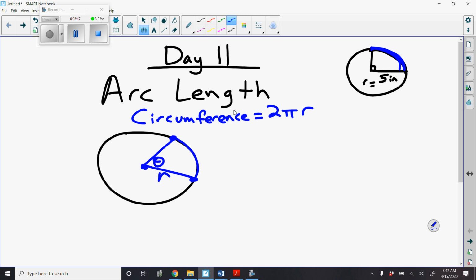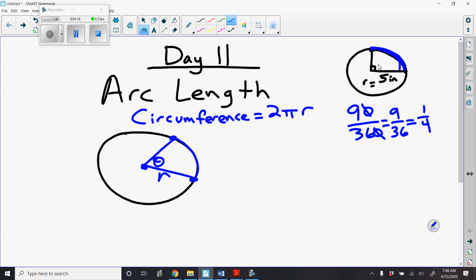Well, we think about, again, how many degrees are in total in a circle. Well, there are 360 degrees in a circle. 90 over 360, if you reduce that, 90 over 360 is 9 over 36, 1 over 4. So you'd be right, it would be a fourth of 10 pi inches, right? Or 5 pi over 2 inches.